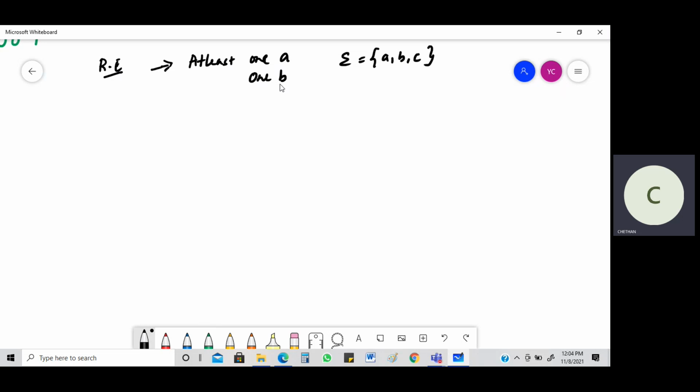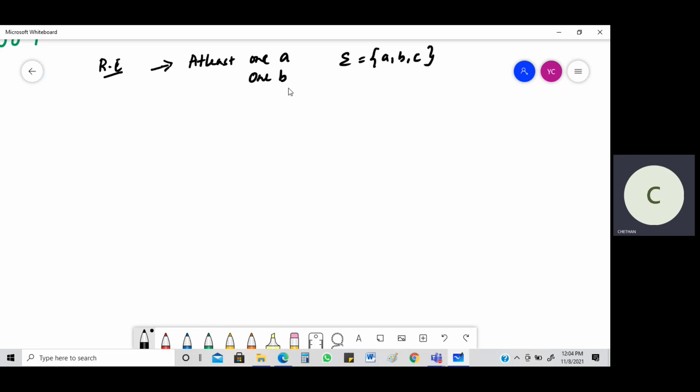What is the meaning of at least one A, one B? You have to have one or more than one A. You have to have one B or more than one B. Right? That's very simple. So the easy way of doing it is, since the strings of A, B, C have to be generated, we can just write A plus B plus C the whole star. It will be having one or more than one.